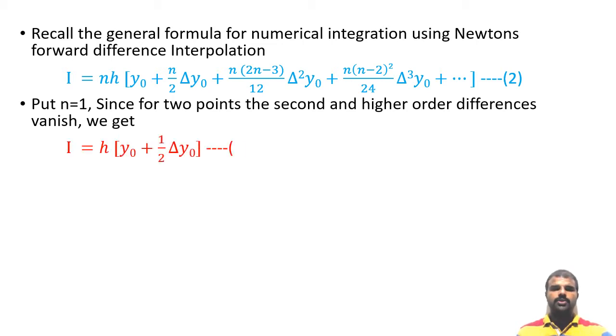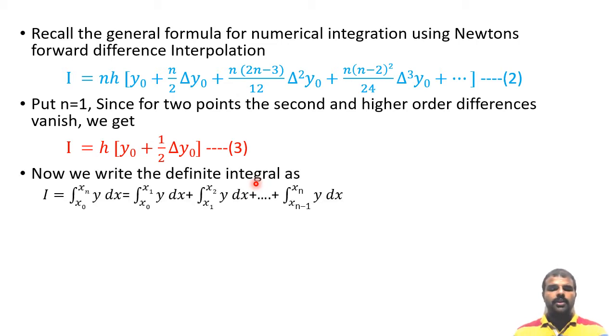vanish. So with that substitution we will get the integral as h into, because n is 1 into h, that is h, then y0 plus n in the center 1, so half delta y0. So this is the case. That means you are using an interpolating polynomial to connect two given points. Obviously you can have a polynomial of degree 1. That means you are actually joining the boundary points using a straight line. So our interpolation is basically a straight line fitting.